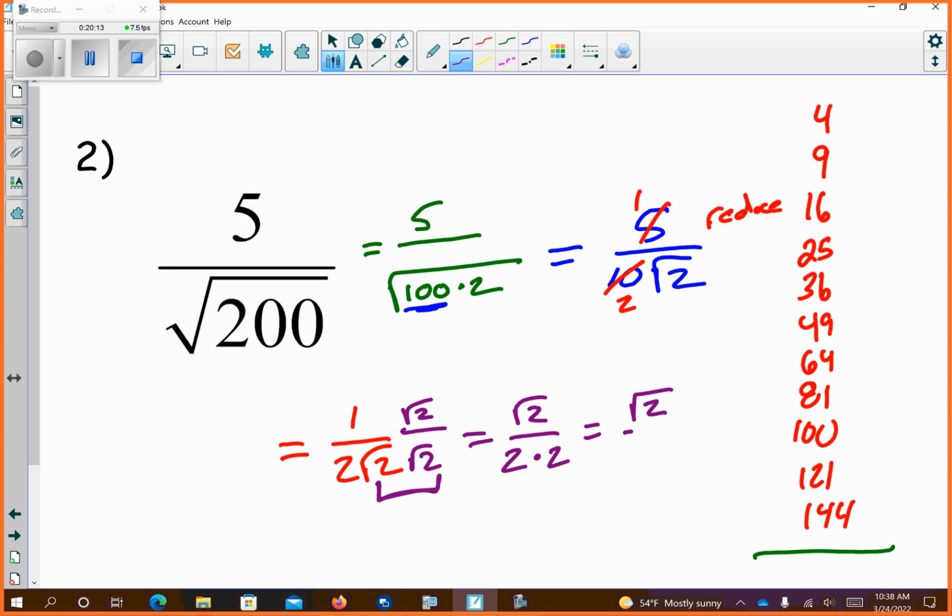All right, so root 2 over 4. This is the reduced version. Root 2 over 4 is the exact same number as 5 over root 200. It just breaks down a little bit. So sometimes I might incorporate a little bit extra, especially when you're talking about a big radical downstairs. So maybe make a note, look for perfect square.